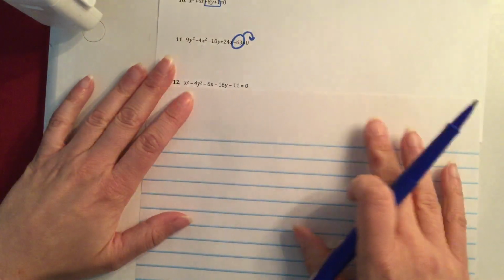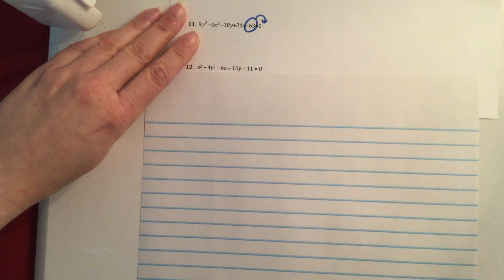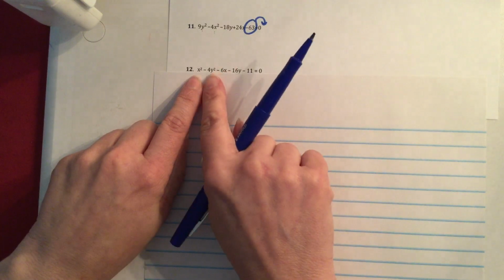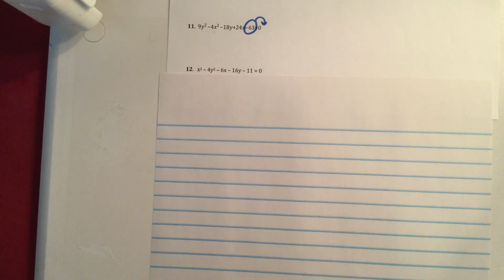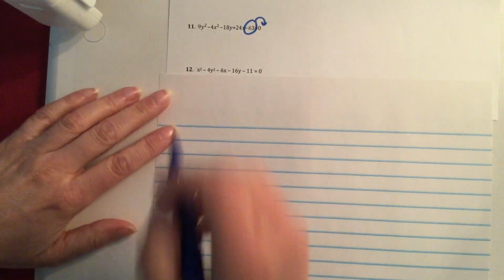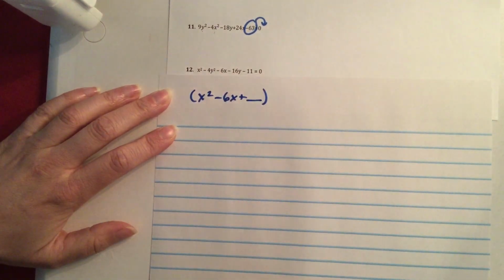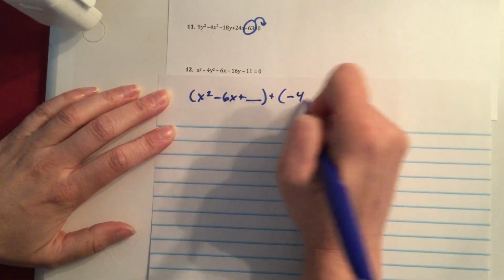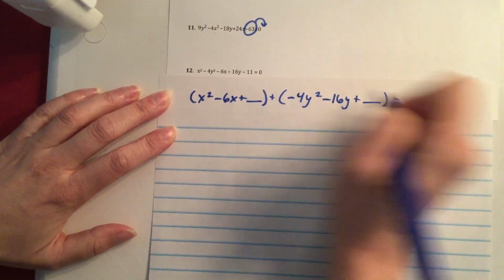So number 12, when I look, I notice right away it cannot be a parabola. The parabola is taken off the table because both the x and the y are squared. I do know that what I need to do is complete the square. So I'm going to group the x's together, group the y's together. So x squared minus 6x plus, we don't know yet, plus -4y squared minus 16y plus, we don't know yet.